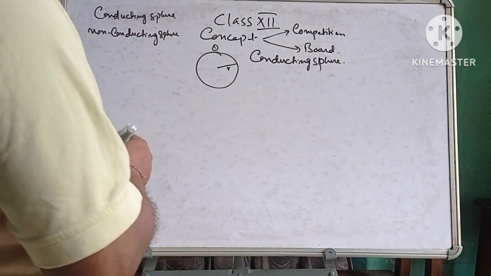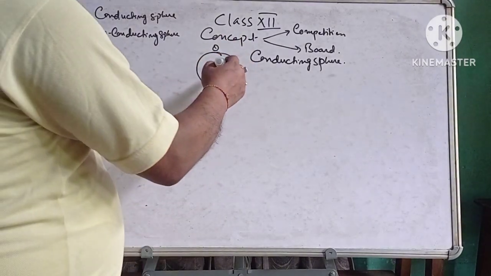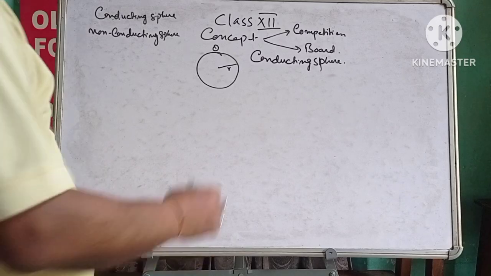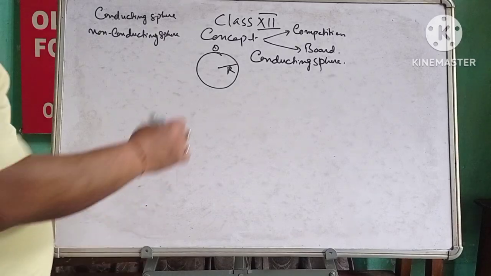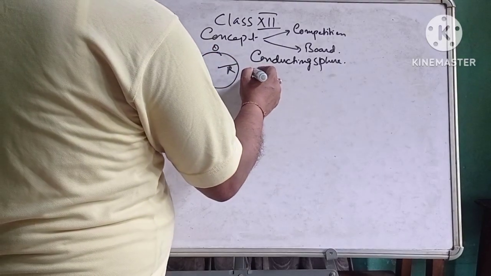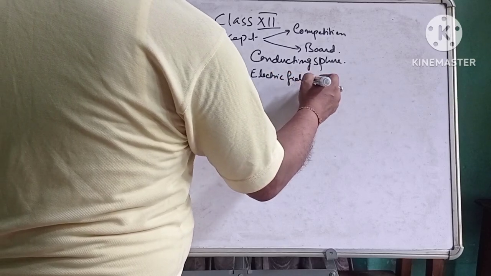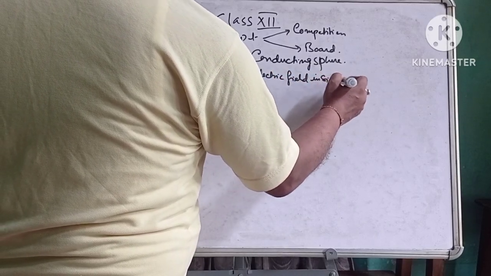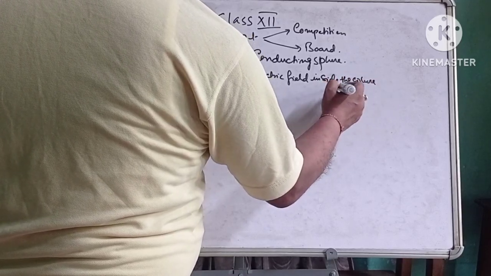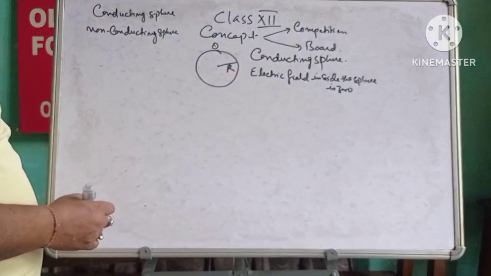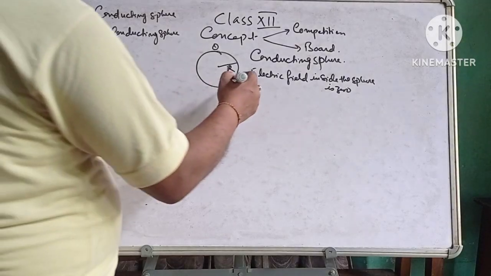So here you see that this is a sphere and a charge q is distributed over here, of radius r, say radius r. So electric field inside the sphere is 0. Electric field inside the sphere is 0. See here. But your potential, what is your potential?